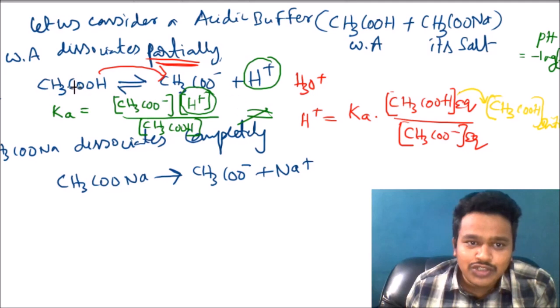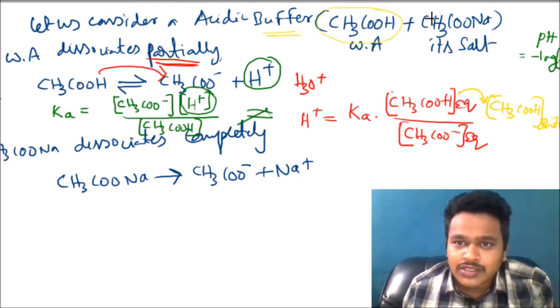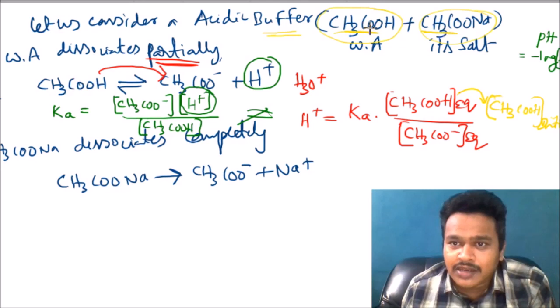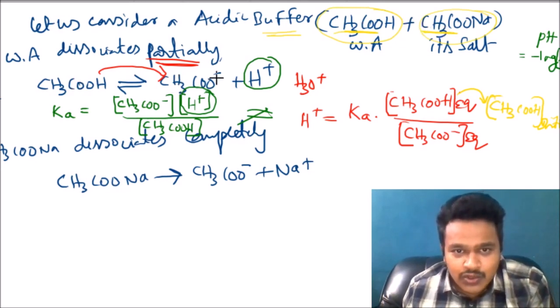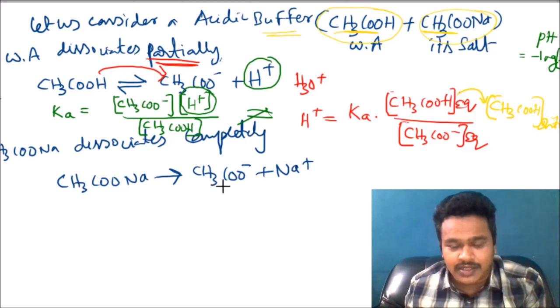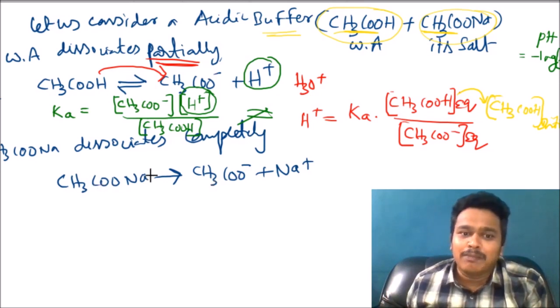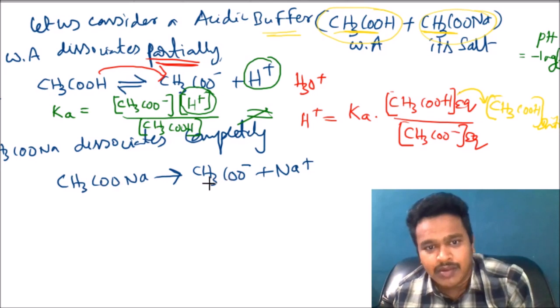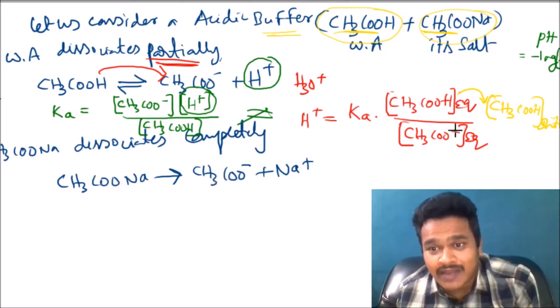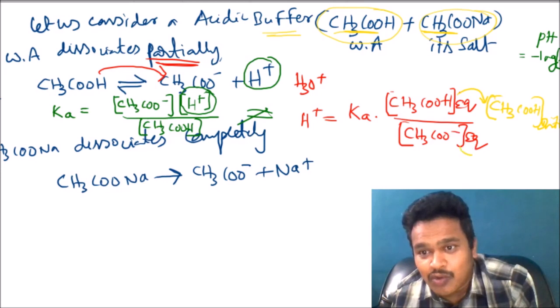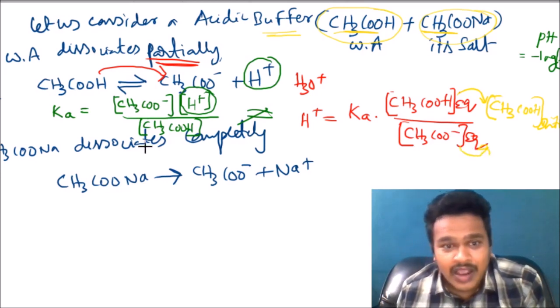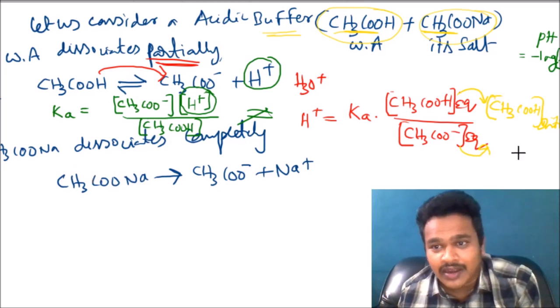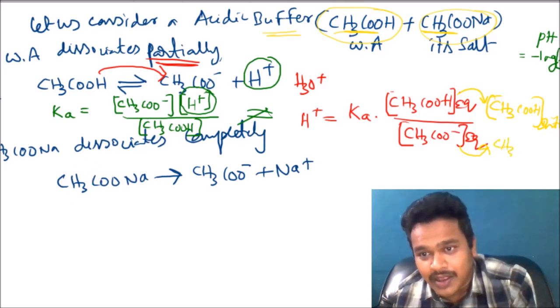In this buffer solution, what is there? These two are there, this is there and this is there. So the same ion is there from both: CH3COO minus and CH3COO minus. Now what about this? This is completely dissociated. That means if you take 100 moles, 100 moles of CH3COO minus ions are coming, so at equilibrium 100 moles are there. That means I will take the CH3COO minus as the concentration of the salt taken. Initially whatever I am taking, definitely that much amount will come out.